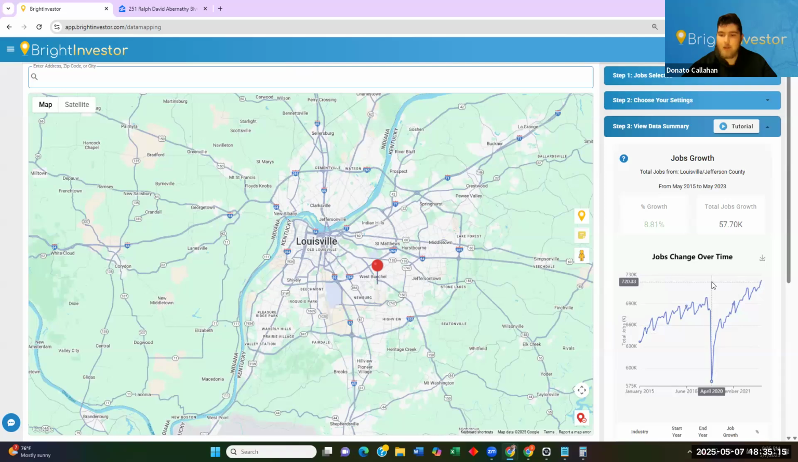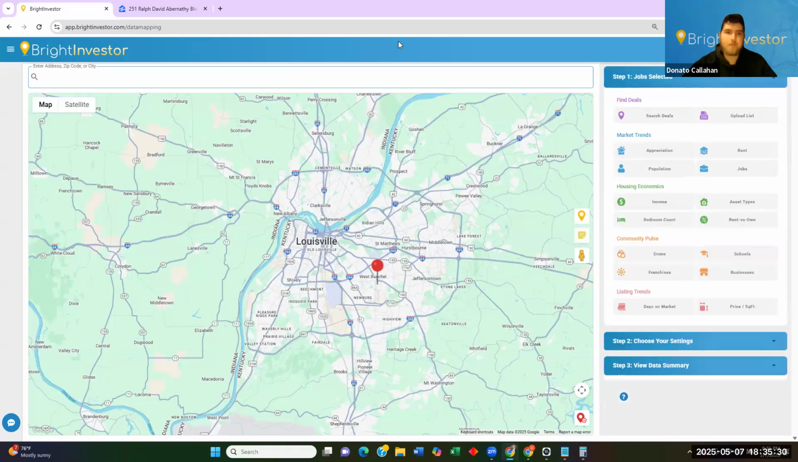Now, again, we can see what happened during COVID. The job market went from 700,000 jobs to approximately 580,000 jobs. So a lot of stuff got cut here, but they've made that back, and they've been continuing to grow afterwards.